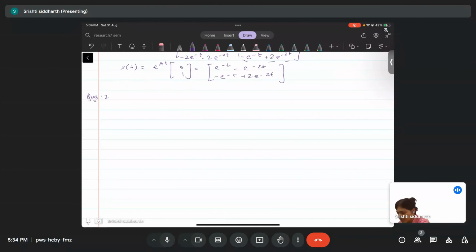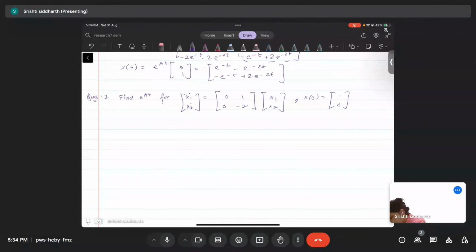Okay, so we have a state transition. Find e to the power At for x1 dot, x2 dot equals 0, 1, 0, minus 2, times x1, x2, given the initial condition as 1, 0. Find e to the power At using the canonical transformation method.